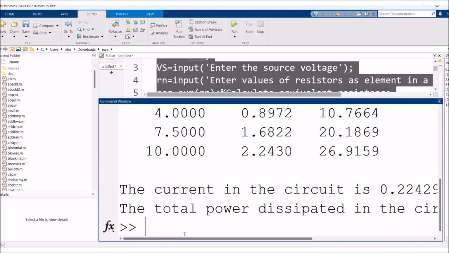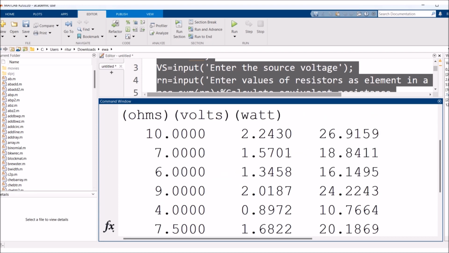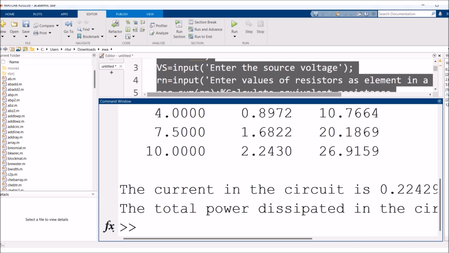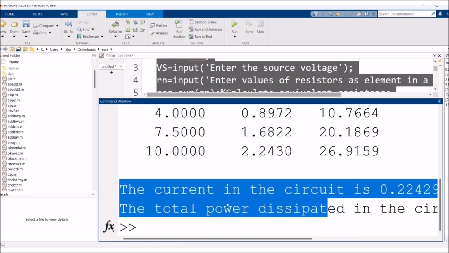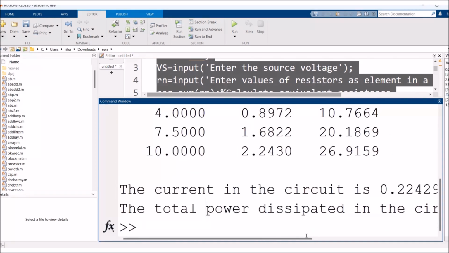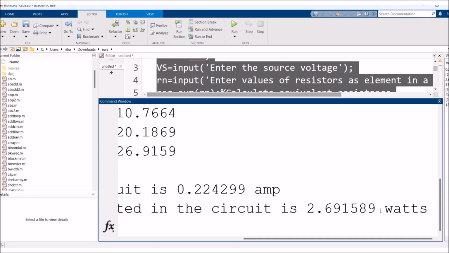Now here we have obtained a table. This is a table of resistance, voltages and power. And lastly, we have displayed the current in the circuit in float format, that is 0.224299 ampere, and the total power dissipated in the circuit is 2.691589 watts.